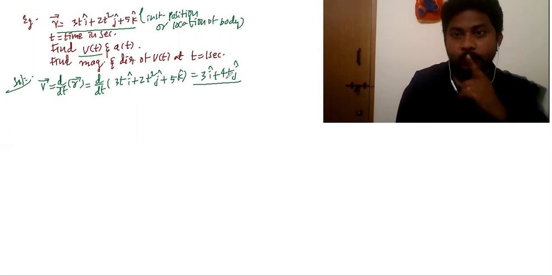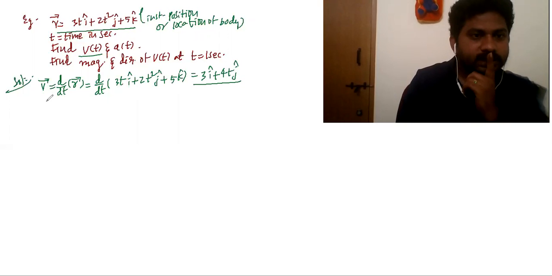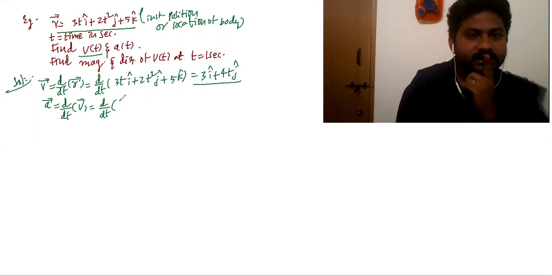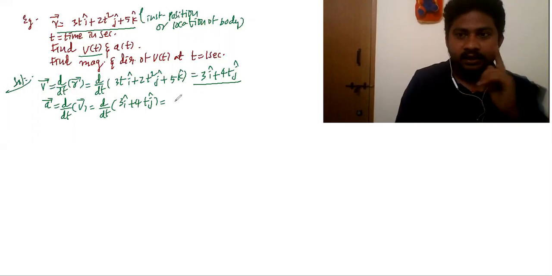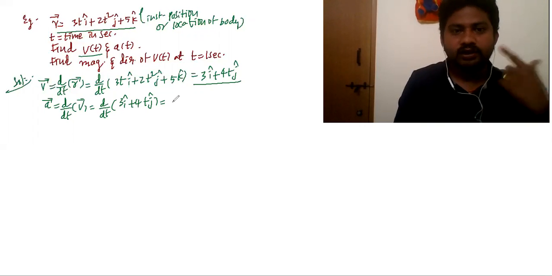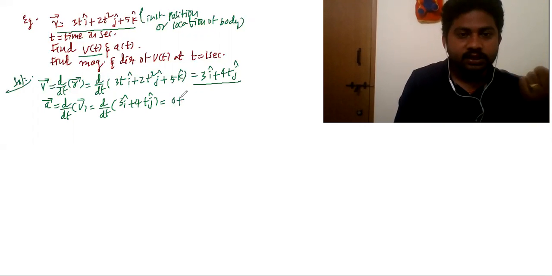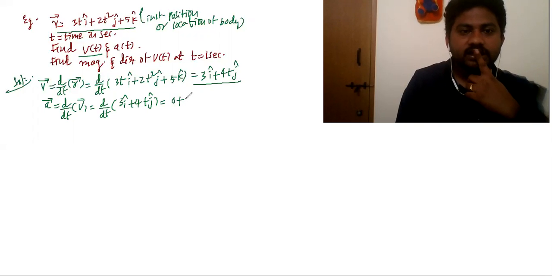Now, in the same way, let us find acceleration. a bar is equal to d by dt of v bar. What is v bar, my dear children? Here it is 3 i cap plus 4t j cap. So d by dt of 3 i cap plus 4t j cap. d by dt of 3 is 0, 0 into i cap is 0. Plus d by dt of 4t j cap.